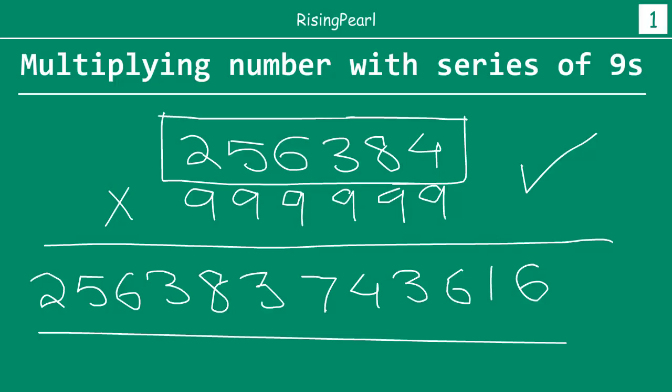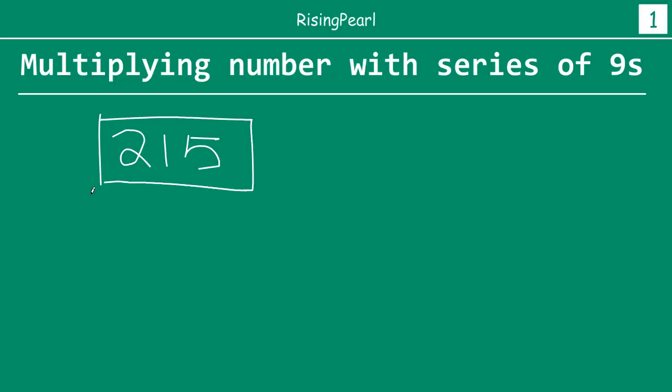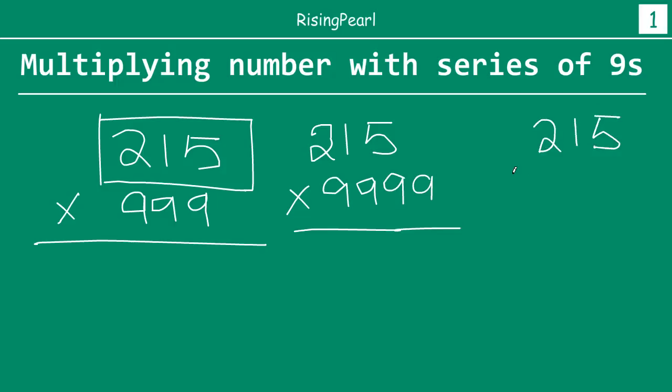All right. Well, just one more thing that we want to clarify before we jump in, which is that let's take maybe a smaller number. Let's say 215. Now this is the random number we have taken. Now we can multiply this by say 999, right? Or we can take the same number 215 and multiply this by 9999, right? Or we can take 215 and multiply this with, let's say, 99.